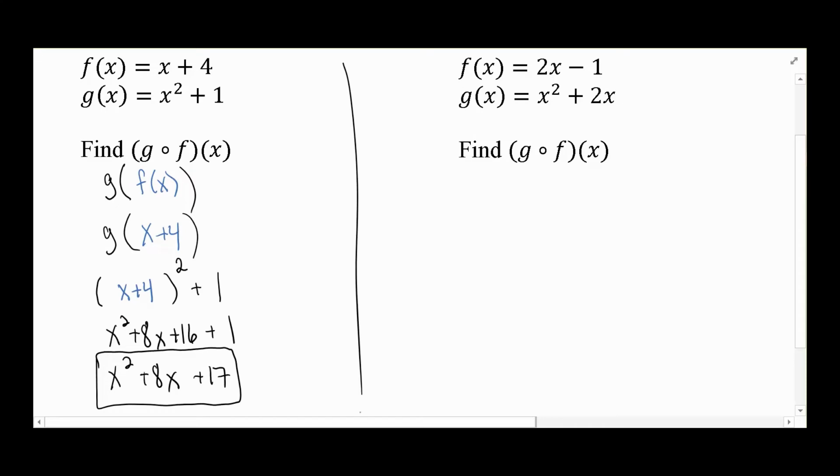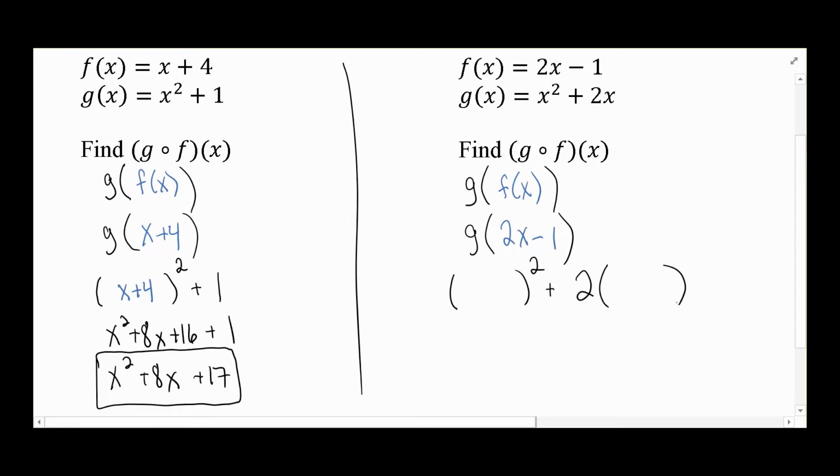Now the second part of this example, we want to do g of f of x again. So again, that's going to be g of f of x. Now in this case, f of x is 2x minus 1. Now in this case, for g, we're going to replace each x with a big fat parenthesis. So that means whatever I'm plugging in, I'm going to square it and then add 2 times it. That's what g is telling me to do.